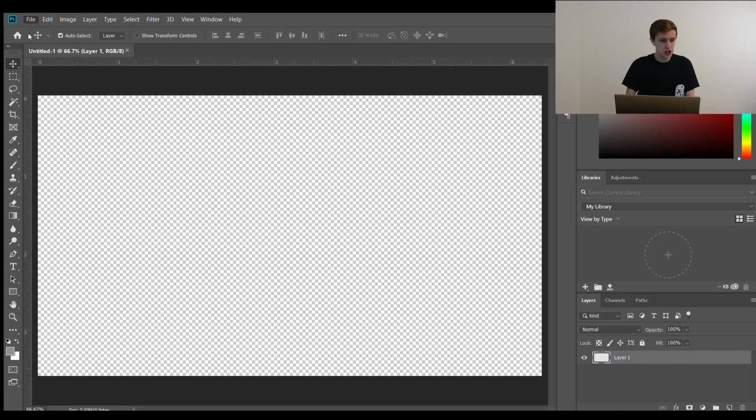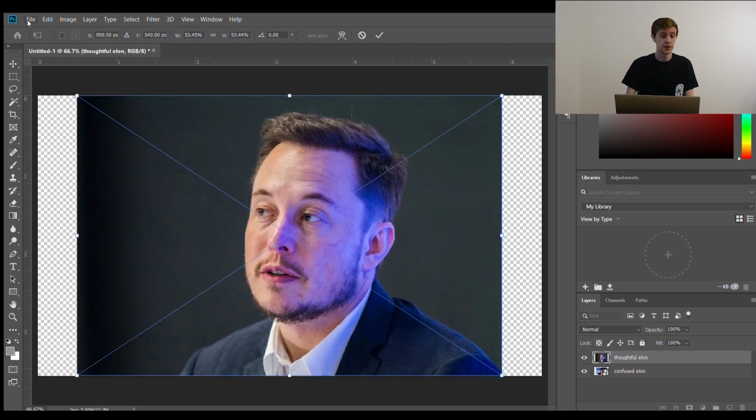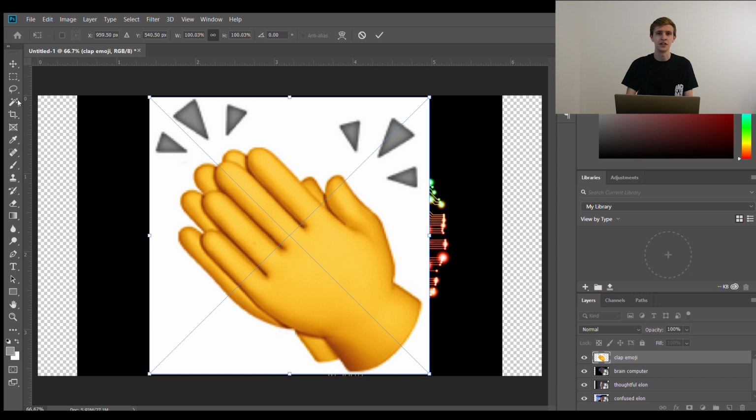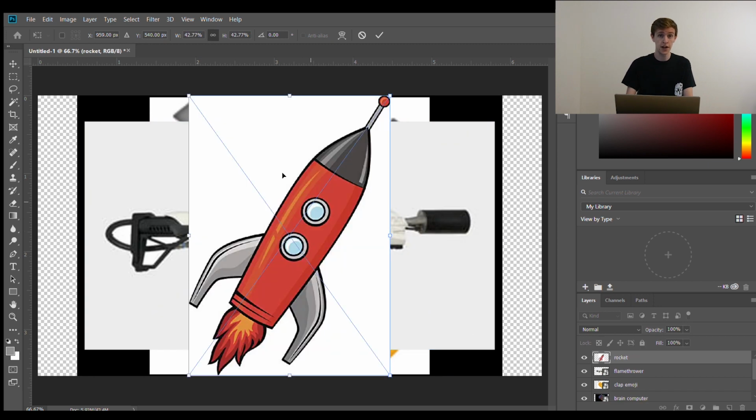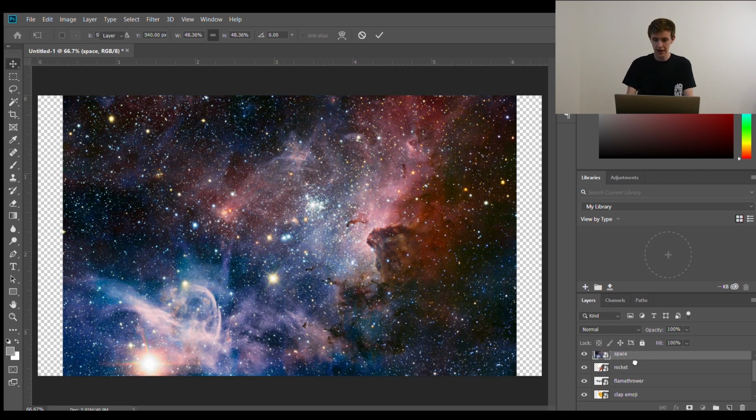Let's just jump into it. And since I just watched a SpaceX launch, I was thinking a lot about Elon. Elon is going to be the next kind of figure that we're going to be basing this picture around. So same deal, I got some photos, here they are. Confused Elon, thoughtful Elon, brain computer, clap emoji, flamethrower, rocket.jpg, space.jpg. So same deal, we just kind of have to use these photos to create some sort of inspirational something.